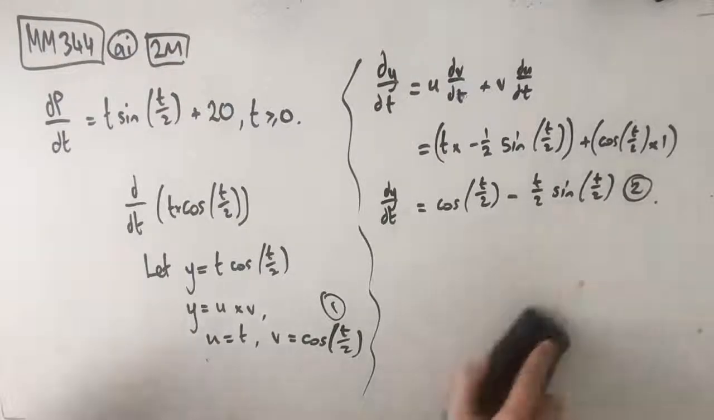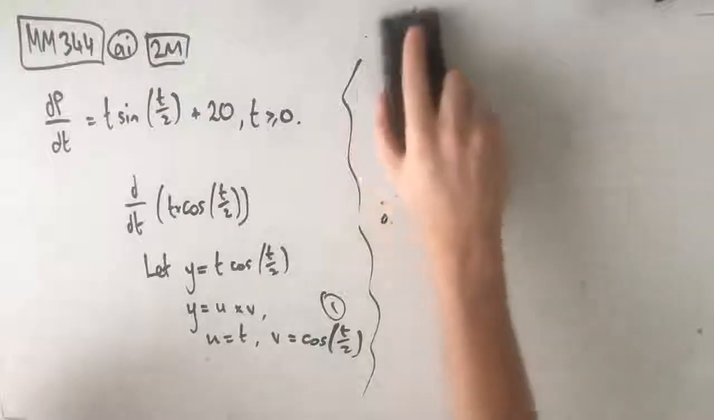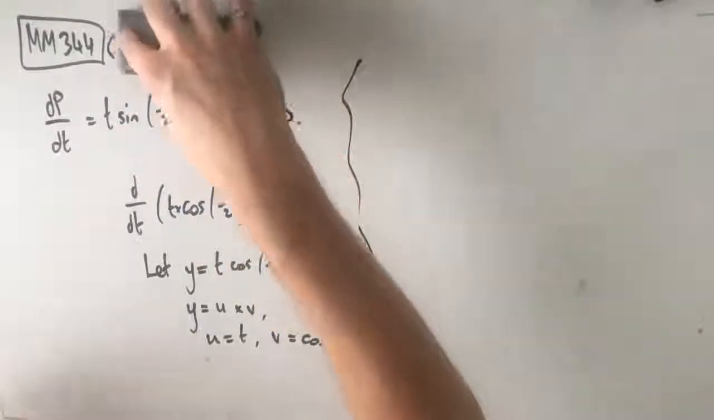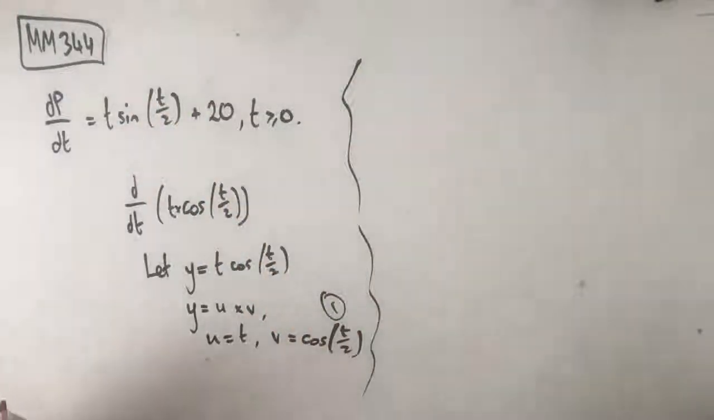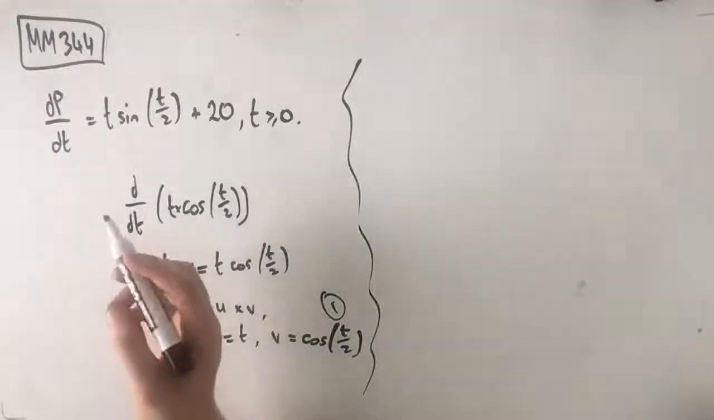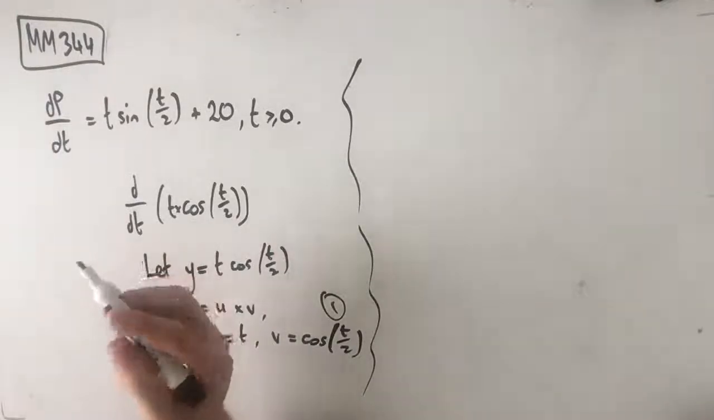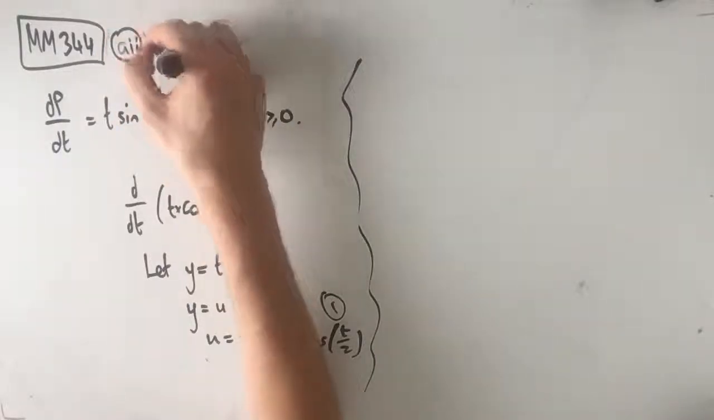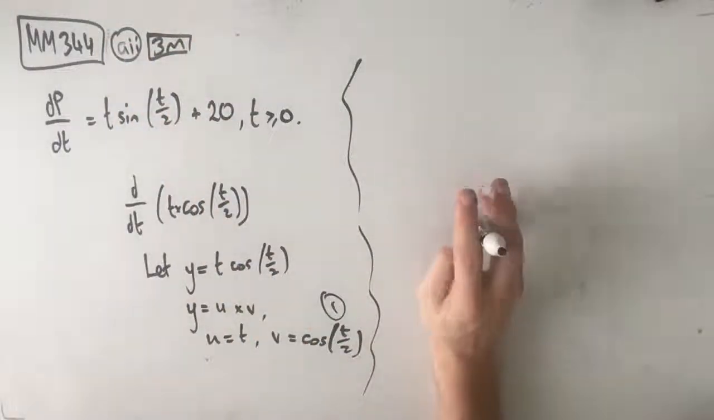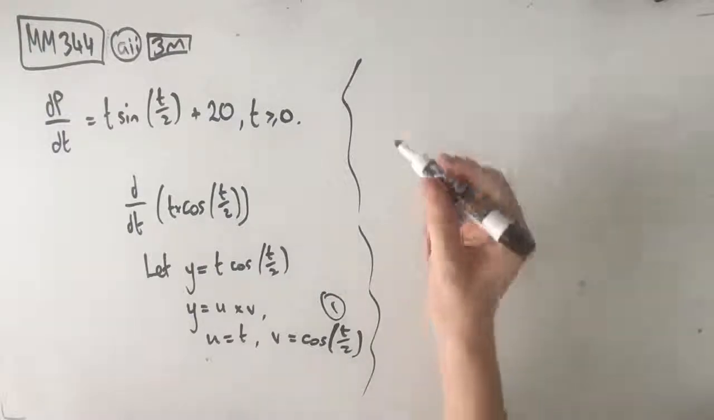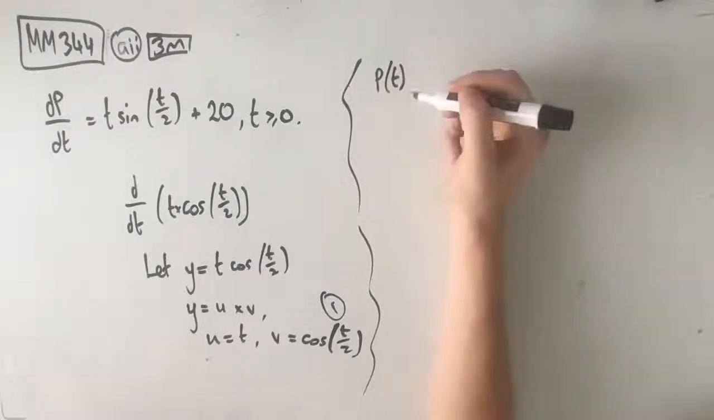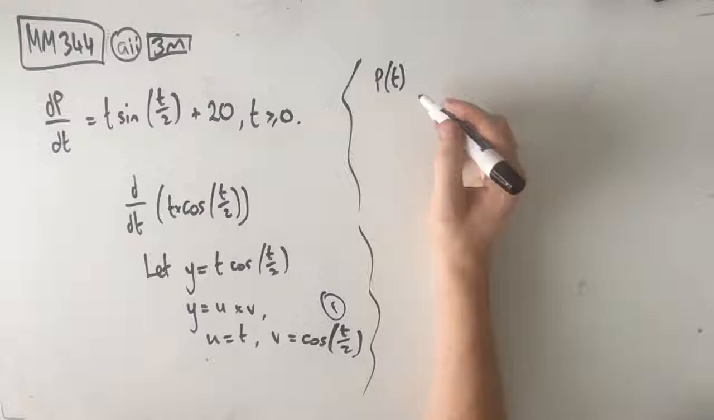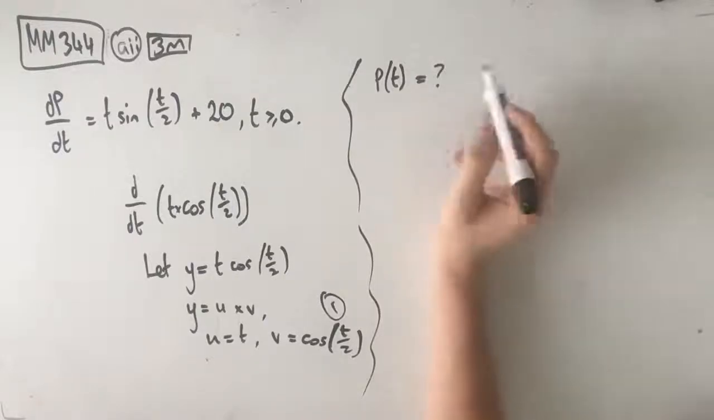Part A II is a 3-mark question and says, hence, find the number of butterflies present in the population 12 months after observation starts, correct to the nearest butterfly. Awesome. So how are we going to do that? Well, we need to find P of t, right? We're not going to be able to find the number of butterflies present if we don't know what the function for P of t is, right?